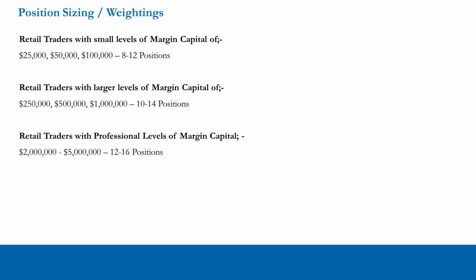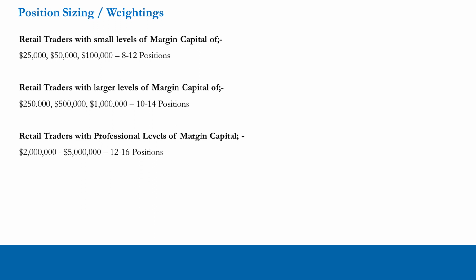With retail traders with larger amounts of capital, so 250, 500, a million, we're looking at 10 to 14 positions. And very large retail traders, which are on professional levels of margin capital, we're looking at $2 million to $5 million on margin. We're looking at 12 to 16 positions.